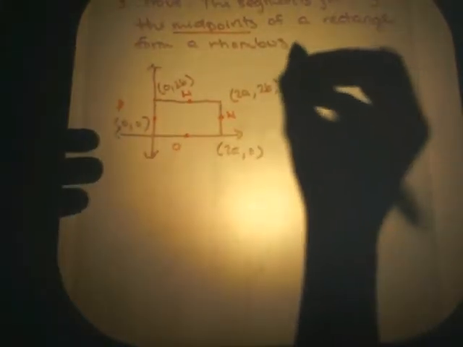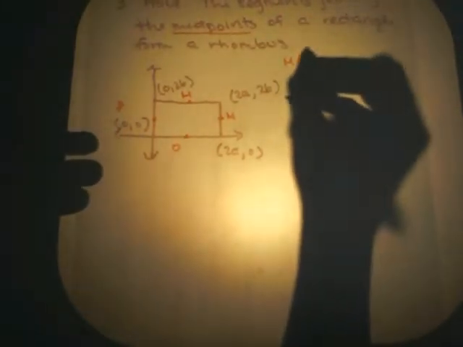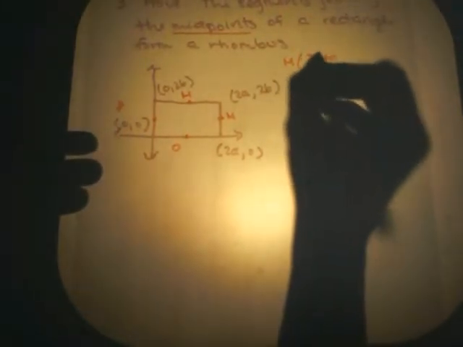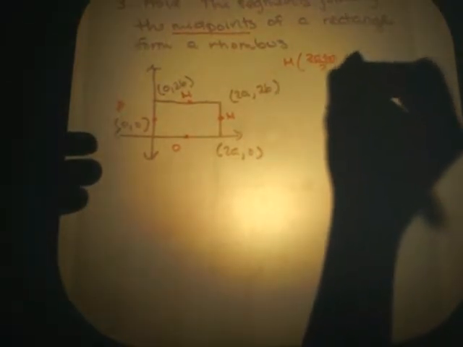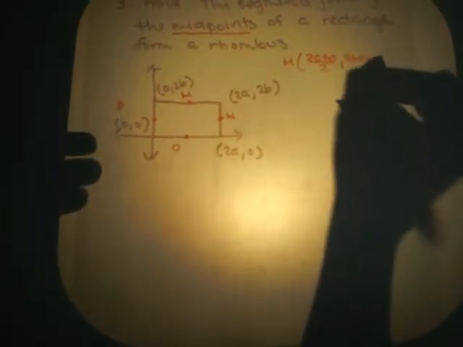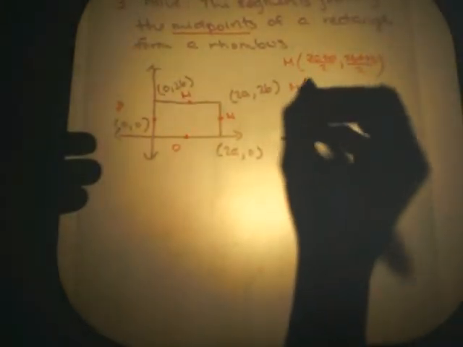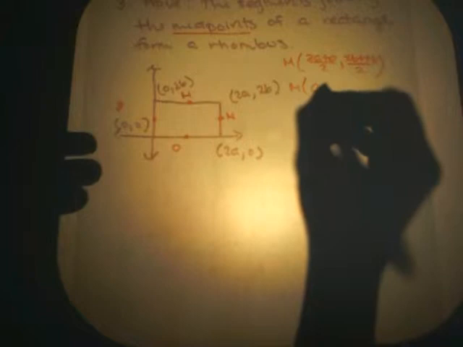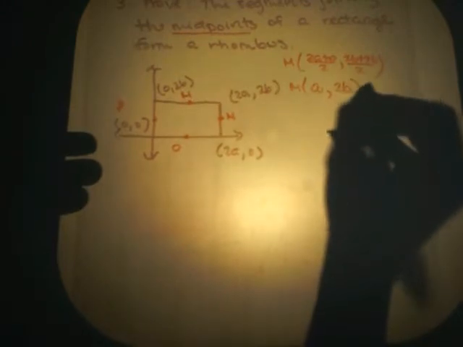Okay, so we'll find M first. M would be x plus x, 2a plus 0 over 2, and then y plus y, 2b plus 2b over 2. And that will become 2a over 2, which is a, and 4b over 2, which is 2b. So that's our first midpoint. So this is a, 2b for M.